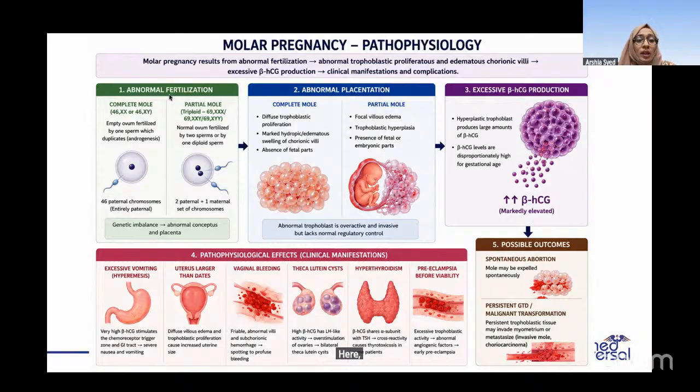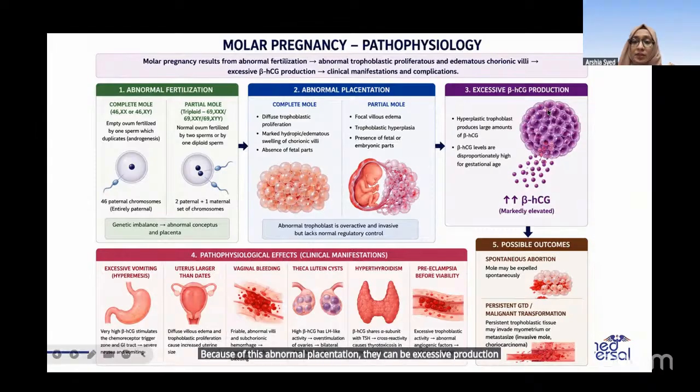Here, what happens is there's an abnormal fertilization. Once there's an abnormal fertilization, it leads to an abnormal placentation. Because of this abnormal placentation, there can be excessive production of beta HCG.